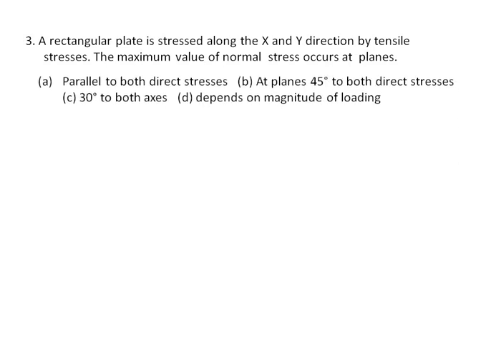The options are: parallel to both direct stresses, at planes 45 degrees to both direct stresses, 30 degrees to both axes, or depends on the magnitude of loading. So now the question is, we have two stresses, sigma x and sigma y, only two stresses. We are asked to find the plane at which the maximum value of normal stress occurs. Remember, if there is no tau xy, this is the relation for sigma n, the normal stress.